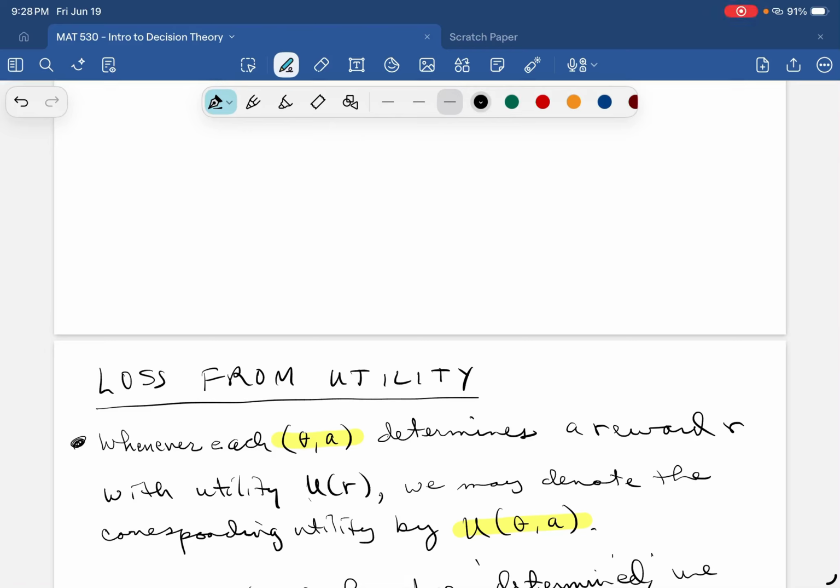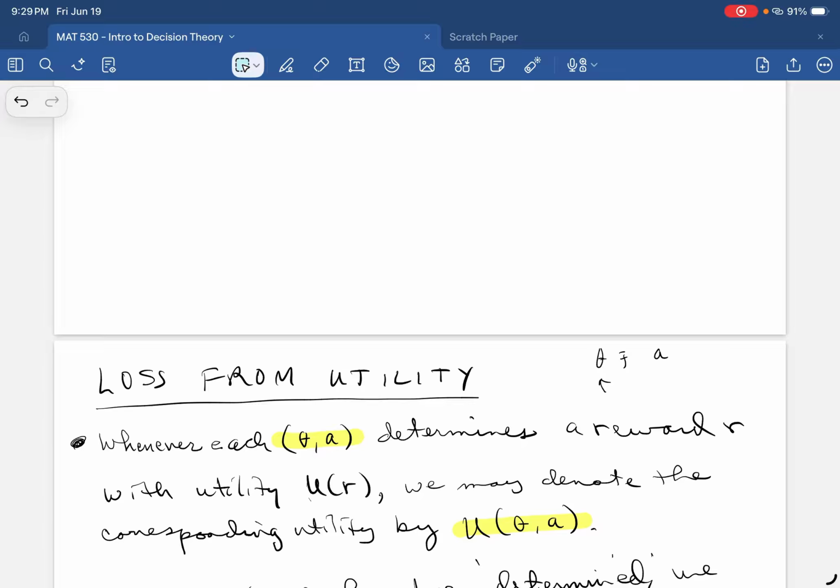In this video, we're going to talk about how to derive a loss function from utility and vice versa. Recall that in our discussions, theta has always been some unknown parameter or value. We call it the state of nature. And then A is going to be the action that we take. A lot of times it's the estimate of theta if theta is numeric. And then usually, given those two parameters, we can determine our reward, which we call little r.